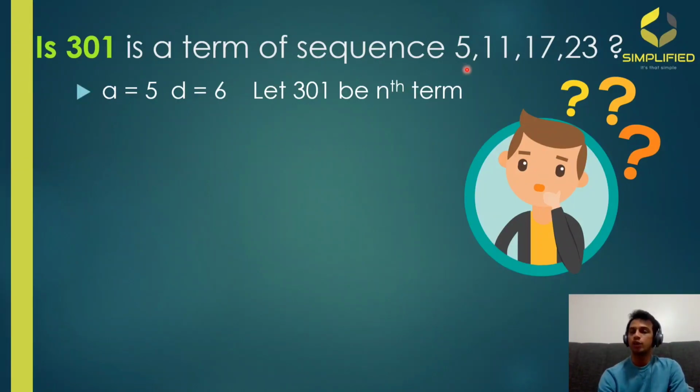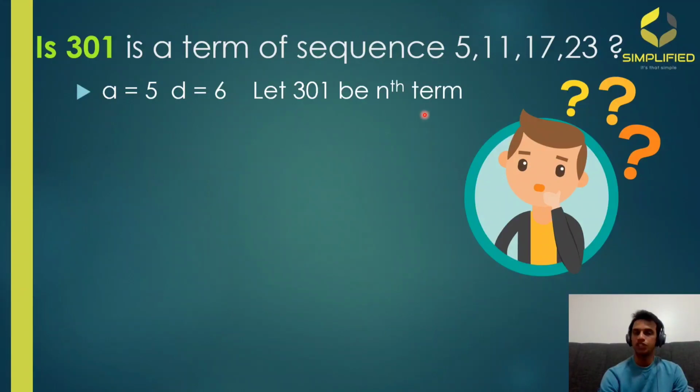Now we are going to find out what the common difference is. For finding the common difference, you can find the difference between either 5 and 11, or 11 and 17, or 17 and 23. In all three cases, you are going to get the answer as 6, which means that the common difference is 6, or otherwise d is equal to 6, which I have already written over here.